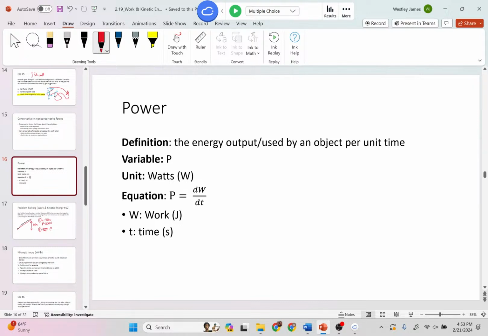Yeah, dW, if that work changes over time, we have to do the derivative. So technically it's like delta W over delta T, but d, because that's a bit more accurate. Yeah, that's a good question.